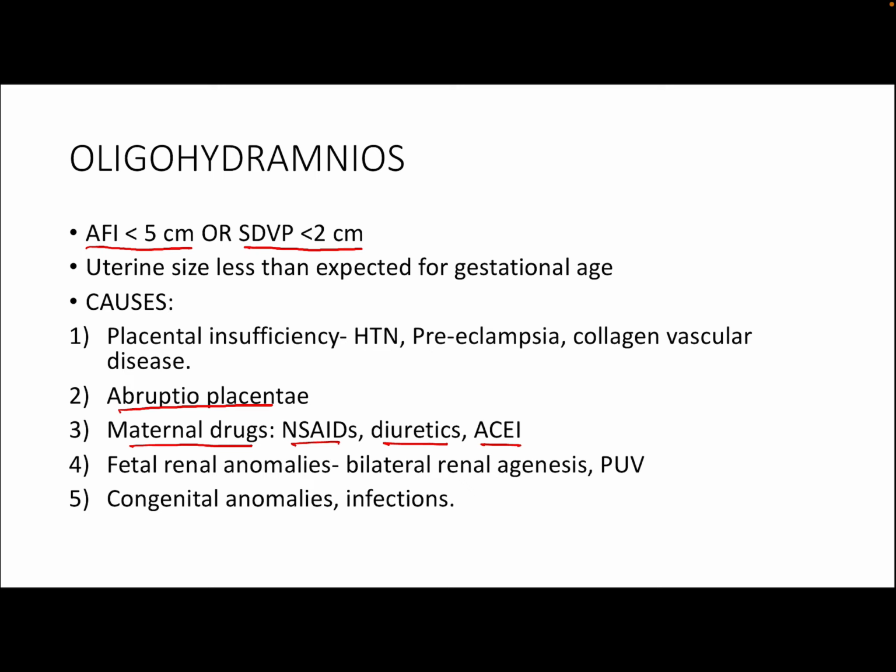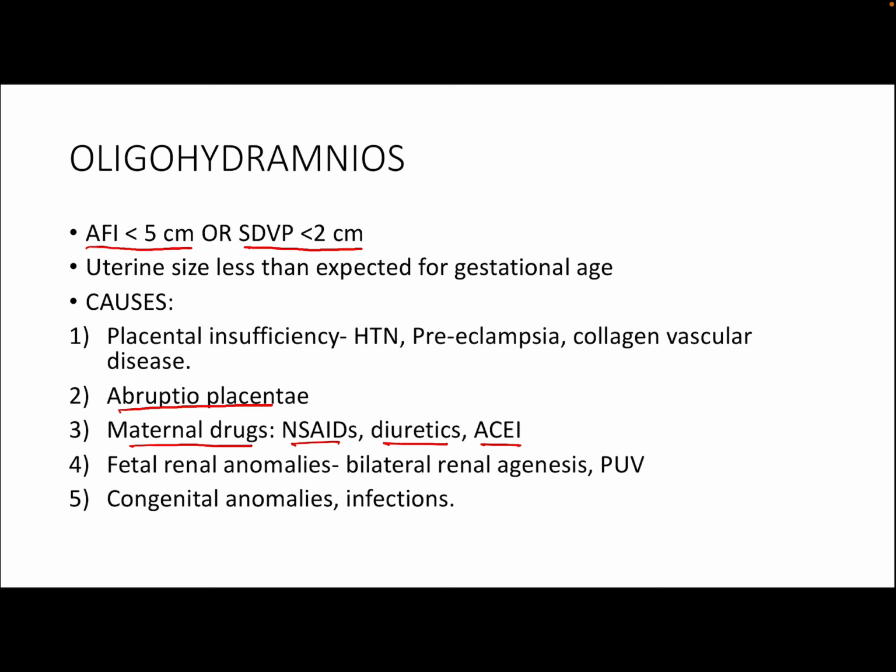ACE inhibitors, their effect is due to two things. So first is a direct effect of ACE inhibitors on the fetal renin, angiotensin, aldosterone system, and this reduces the GFR. And the second effect is because of maternal hypotension. Maternal hypotension can lead to reduced blood flow to the placenta, and that can lead to an oligohydramnios. Apart from this, ACE inhibitors can also cause renal tubular dysgenesis in the fetus.